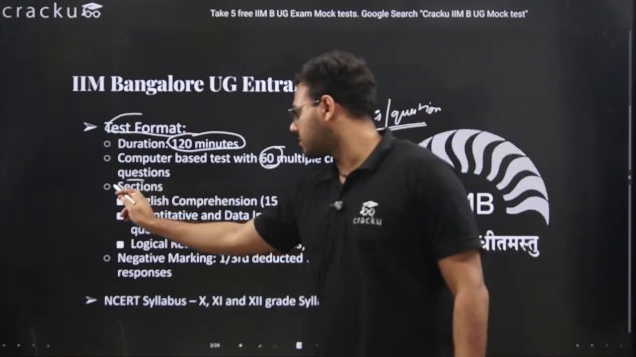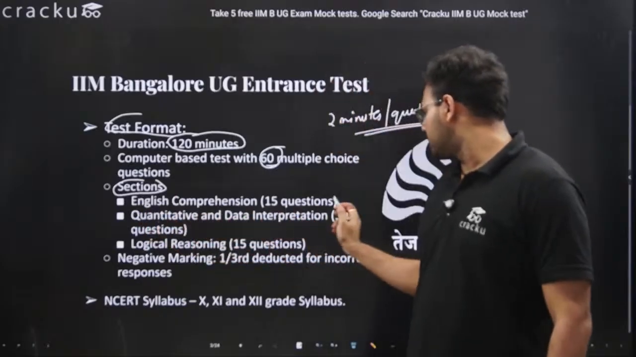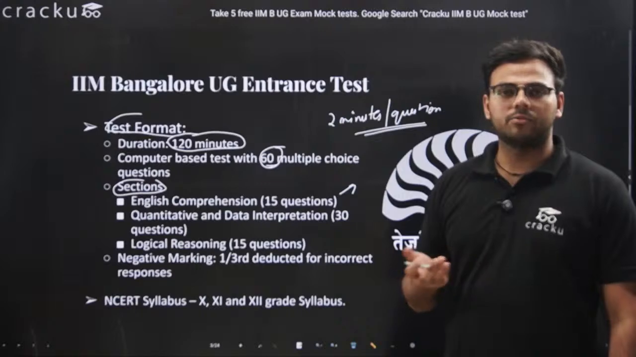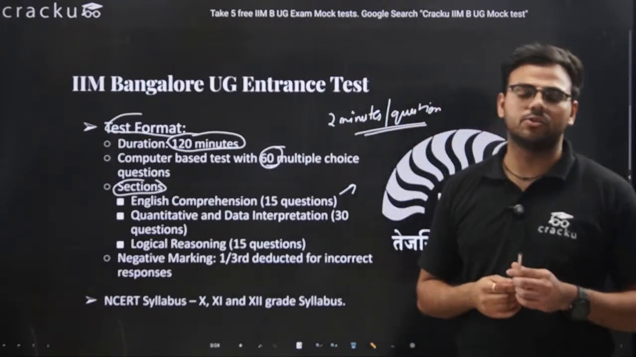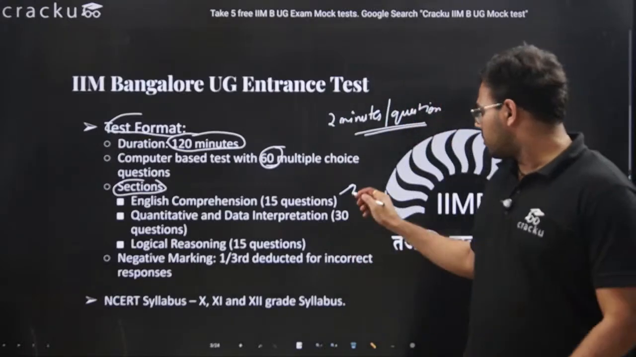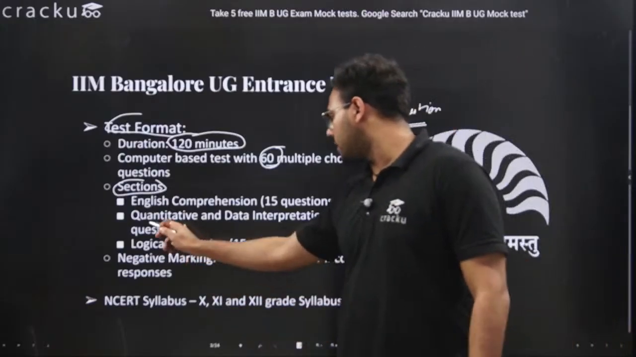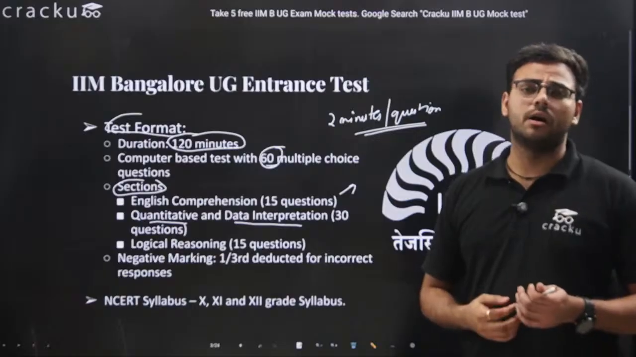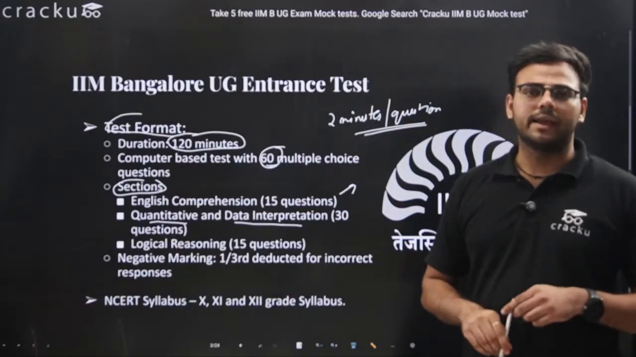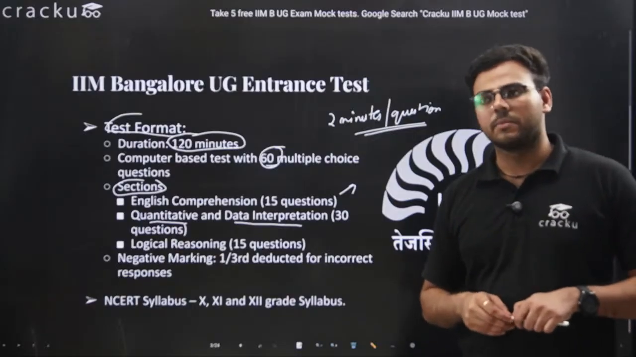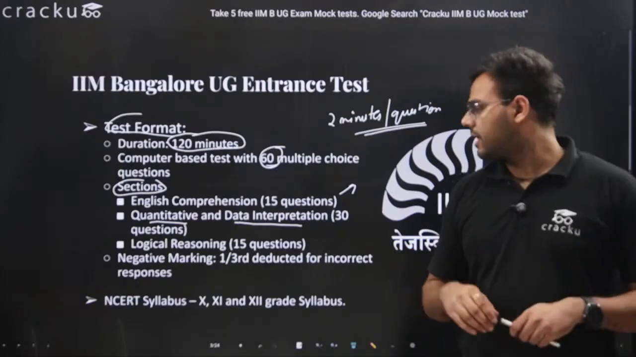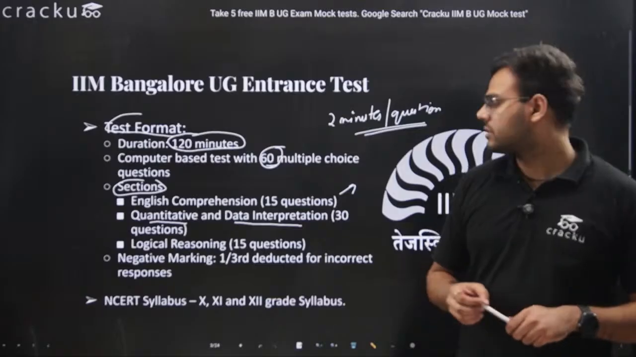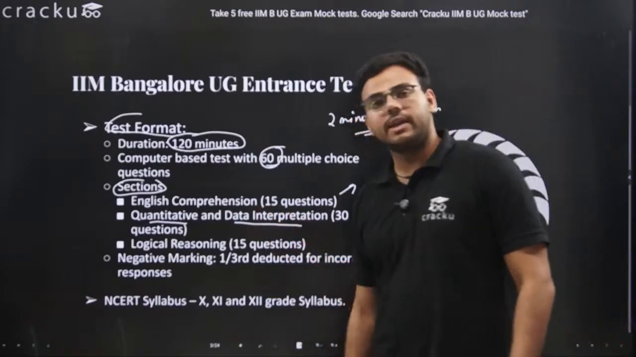There are 3 sections. English comprehension, which includes your reading comprehension passages, as well as some grammar based questions or some para summary questions. Then we have quantitative aptitude and data interpretation. Quantitative aptitude includes all your topics like arithmetic, profit and loss, simple interest, compound interest, or algebra, where there are functions, inequalities, quadratic questions, anything. And we also have data interpretation.